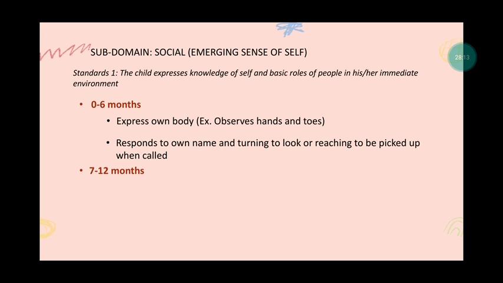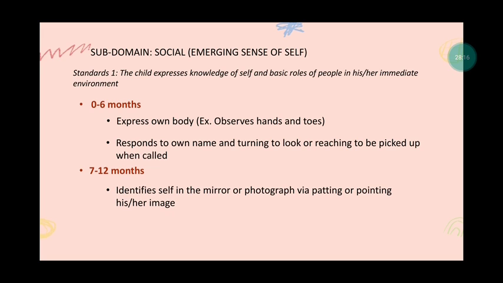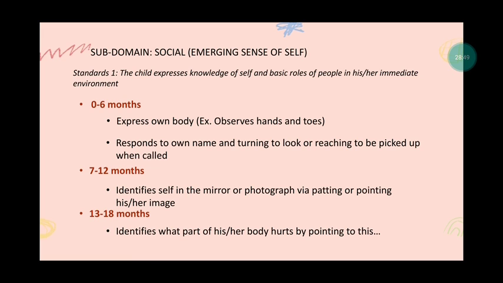Next is 7 to 12 months. Identify self in the mirror or photograph via patting or pointing his or her image. So, sa kini nga stage sa social or emerging sense of self sa ka-infant is maka-identify na siya nga siya na ang nasa picture, like iyang tudluon or mukatawa siya, o dili ma-amaze siya nga magtan-aw sa iyang kaugalingon. Next is 13 to 18 months. Identifies what part of his or her body hurts by pointing to this.